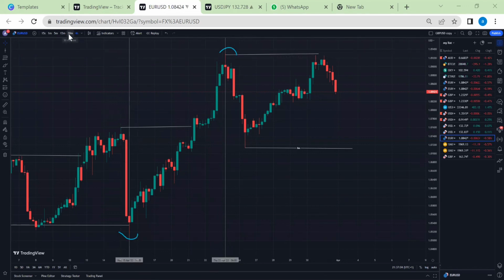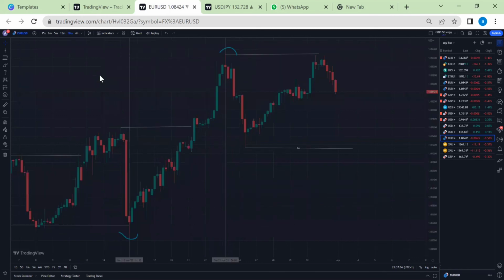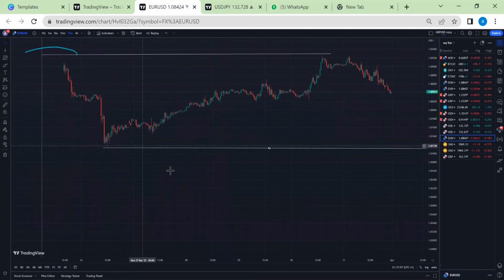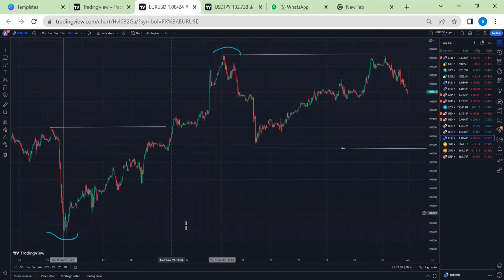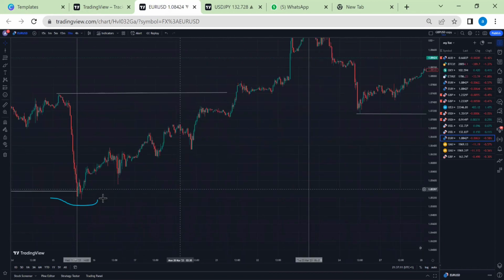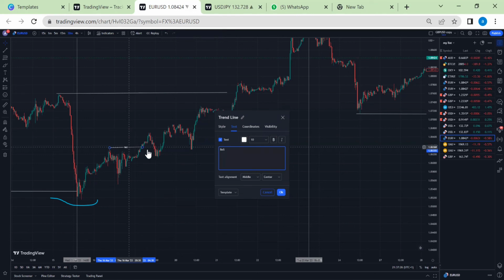Now we'll go to 30 minutes, for example. Okay, don't forget we have it from here. What did you see? What did you see? Can you see? We have a fresh market structure. Sorry, we have a BOS here. We have a BOS here, right?